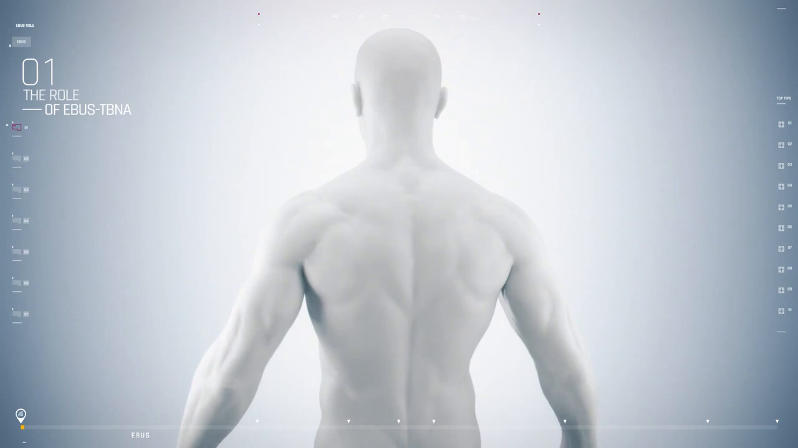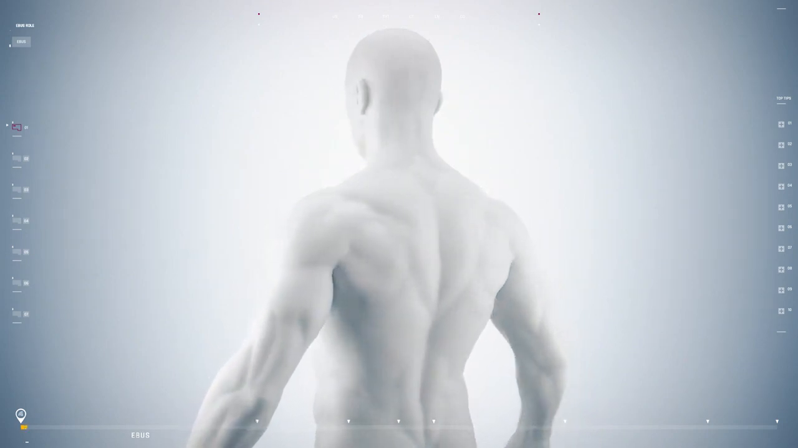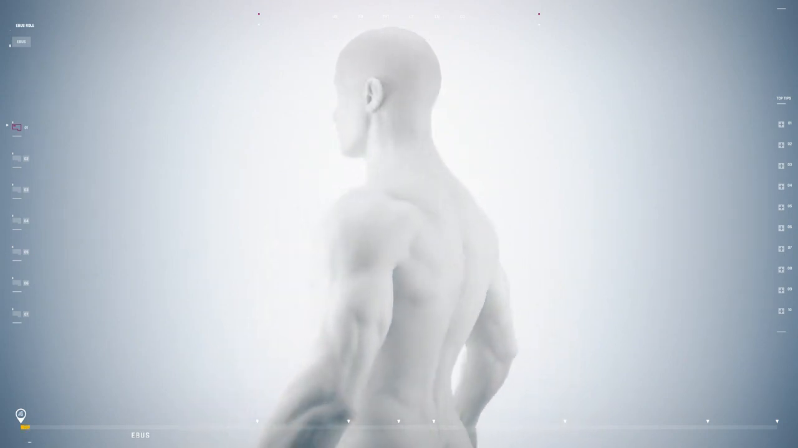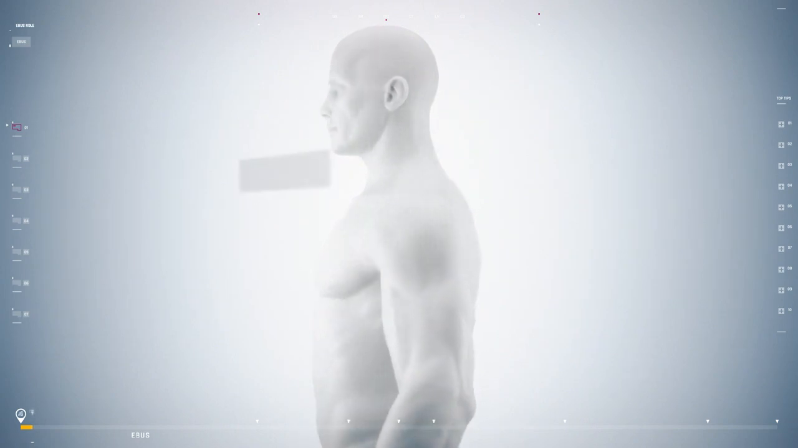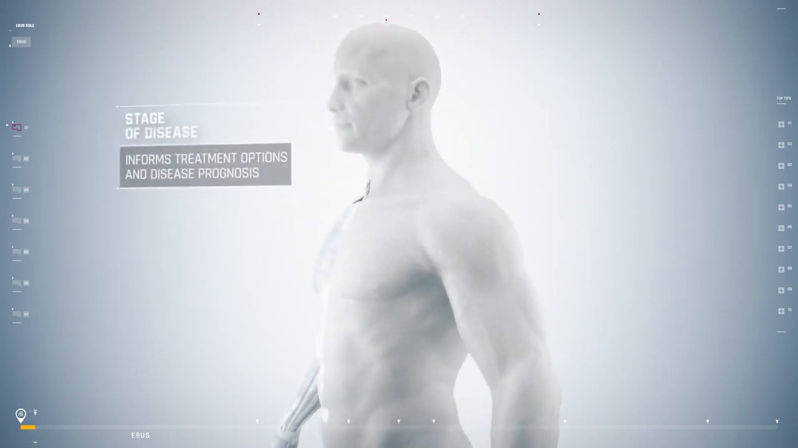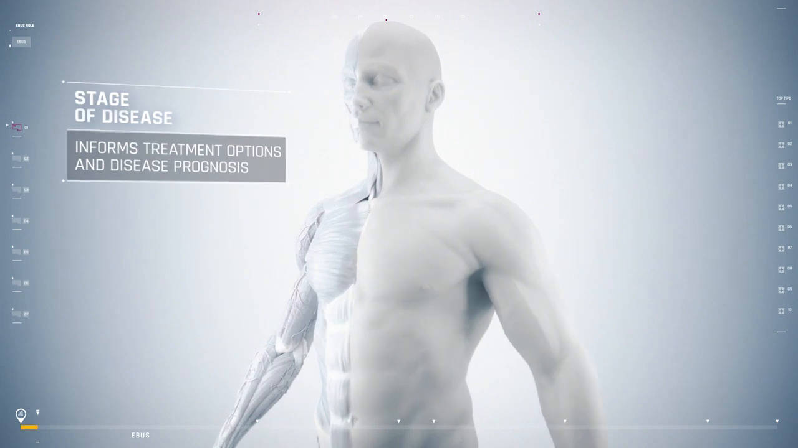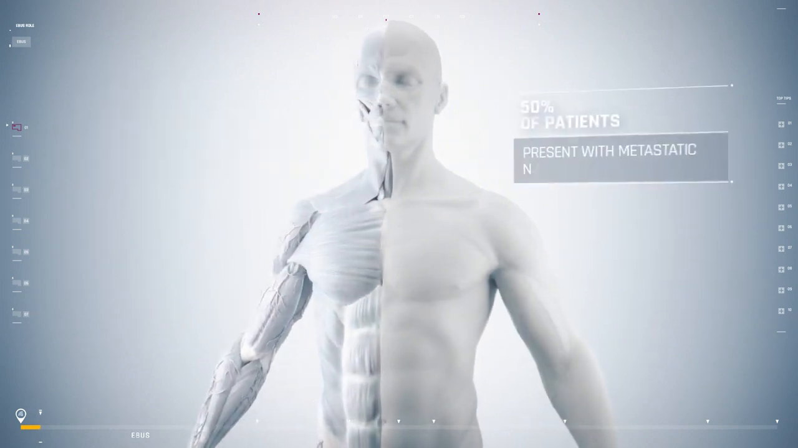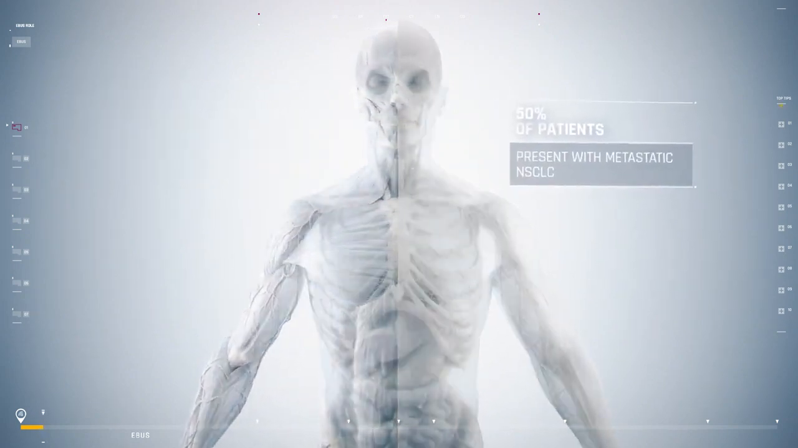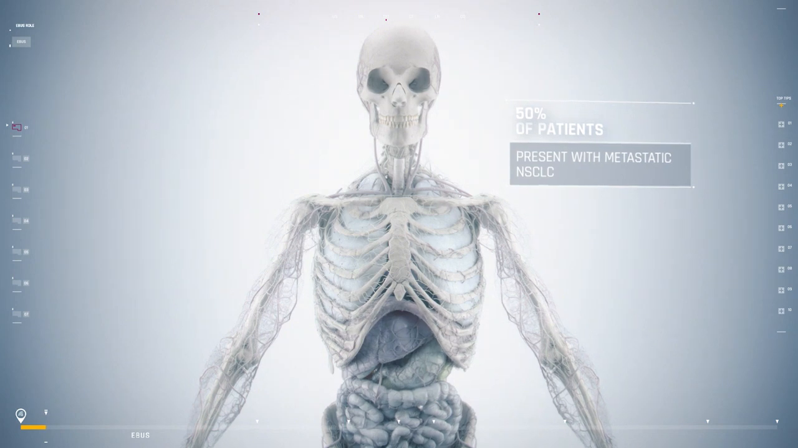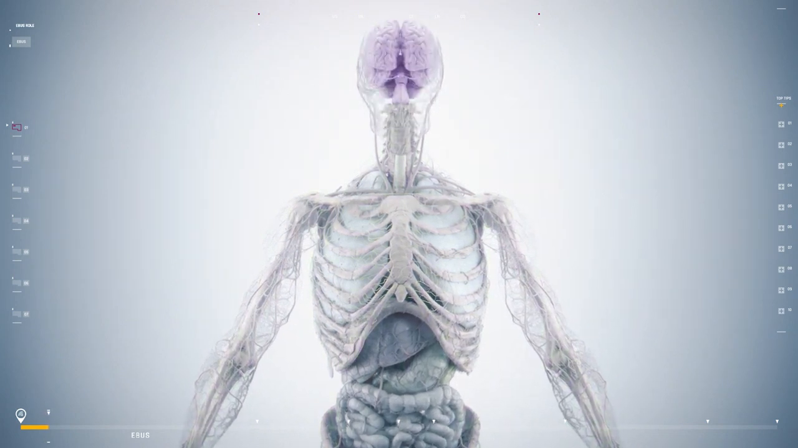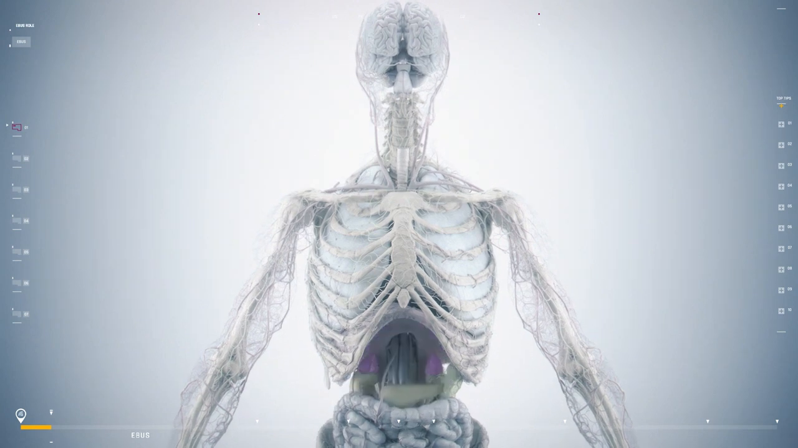Pathological diagnosis and accurate disease staging are critical in the clinical management of non-small cell lung cancer, as treatment options and disease prognosis are dependent on the stage of disease. About 50% of patients with lung cancer present with distant metastases, usually in the bones, brain, liver, or adrenal glands.